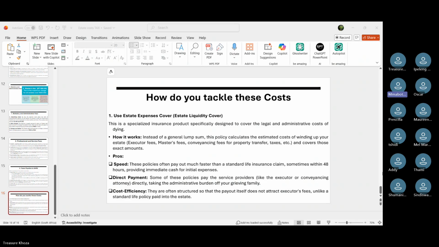Evening, sir. Evening. I just wanted to know, so this estate cover, can you only take it up with commercial banks, or is there other places where you can apply for an estate cover instead of commercial banks?